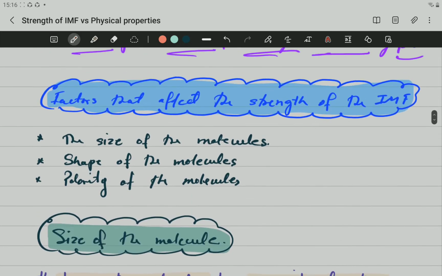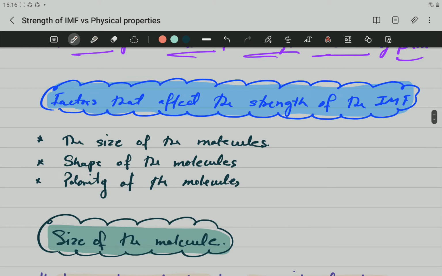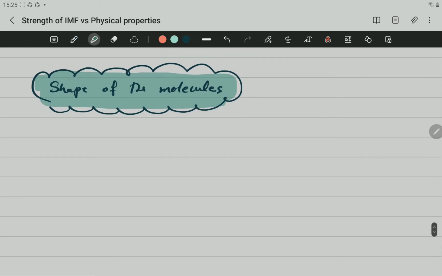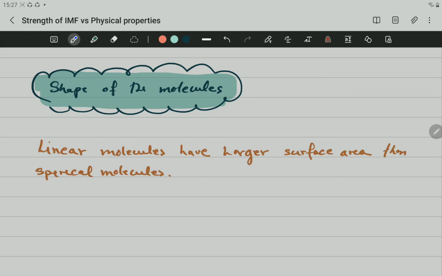Let's go to the second factor, which is the shape of the molecule. So the other point is the shape of the molecules. Okay, so let's see what happened here. What we have to know here is that linear molecules have larger surface area than spherical molecules. Now, what is the relationship here?